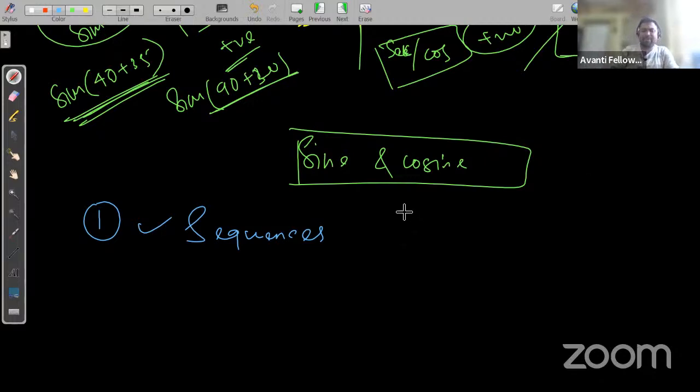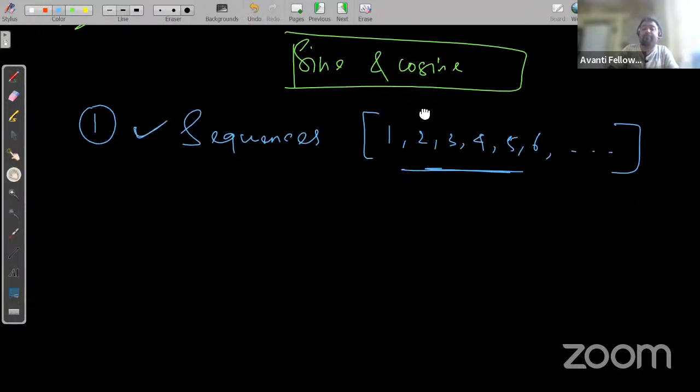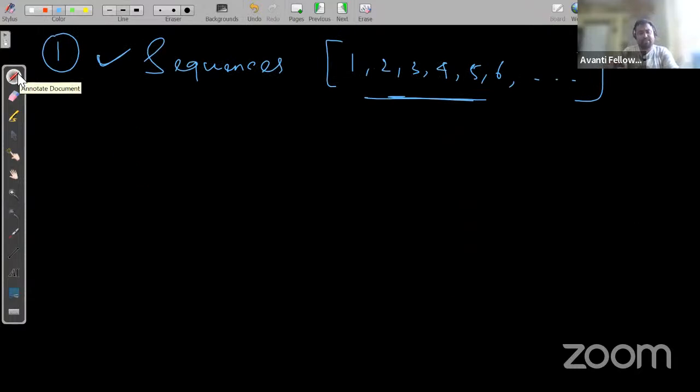Okay, so as a sequence example we can take 1 2 3 4 5 6 and so on. It's a sequence, yes or no? Yes, it is a sequence, and it's an infinite sequence, right? Yes, it's an infinite sequence because it has an infinite number of terms, right? This is an example of a sequence, and we'll go through these things in depth also.